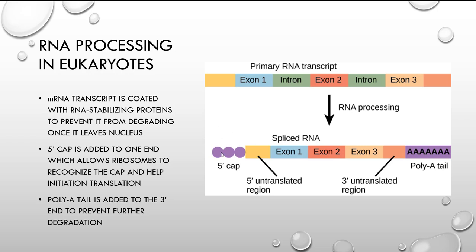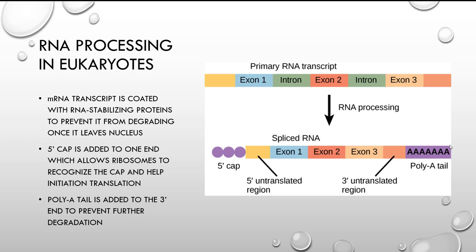So it'll recognize, okay, here's where I'm supposed to attach to this side. I'm not going to attach to that end. So the ribosome knows where it's supposed to attach, and that's where it knows to initiate translation. So that receives the 5' cap in order to allow for the initiation of translation.